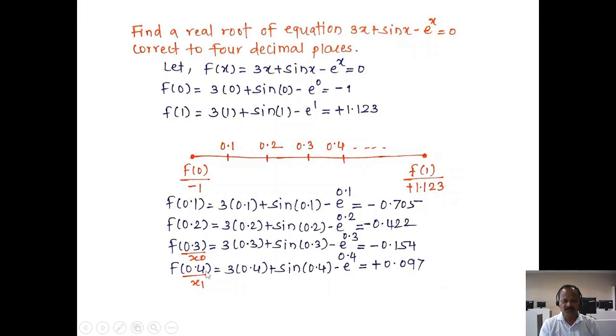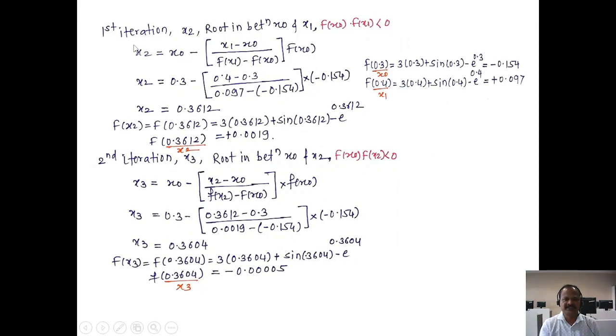So we can say that the root lies in between 0.4 and 0.3. When you put 0.3 into this equation, we get a minus sign, so for this 0.3 you can take x0. When we put 0.4 into this equation, the answer is positive, so for this you can take x1. So for the negative value, the variable is x0, and for this positive answer, 0.4 is x1. Now we have to write the formula. First iteration x2: the root lies in between x0 and x1. See the condition, f(x0) into f(x1) is less than 0.